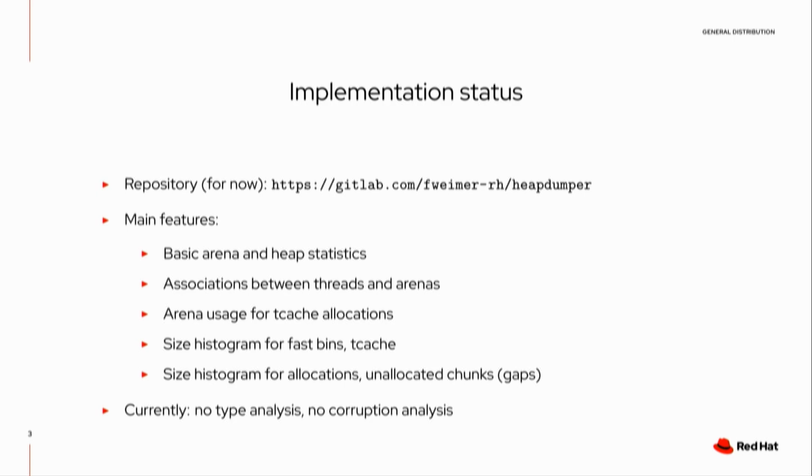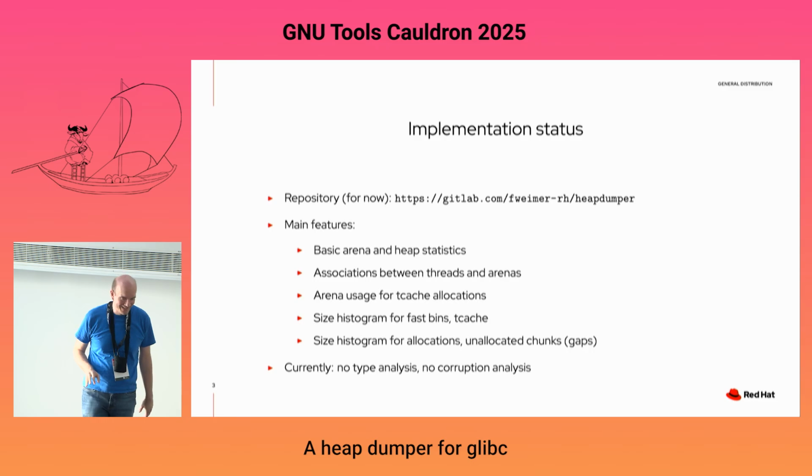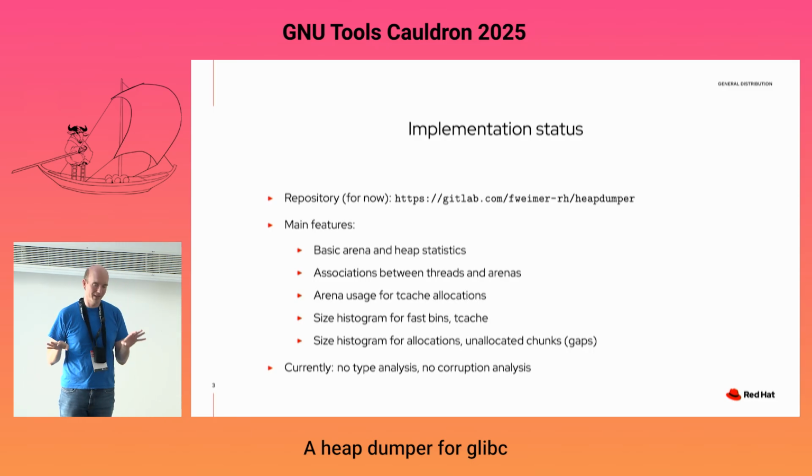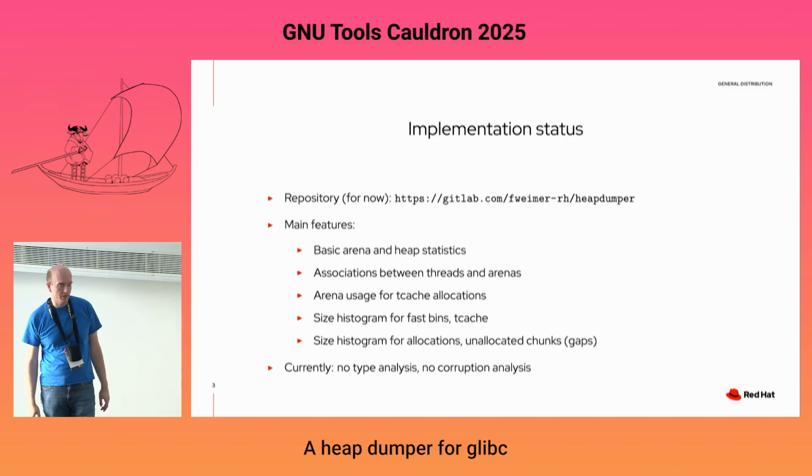So the implementation status: there's a repository that is linked in the slides. The main features are very basic statistics about arena and heap usage, and you need to have seen Wilco's talk to make sense of most of what is going to follow, unfortunately. Each thread has an associated malloc arena, and the association is not one-to-one. One arena can be attached to multiple threads, and the tool is able to show that.